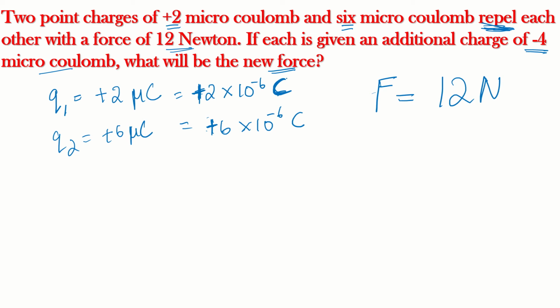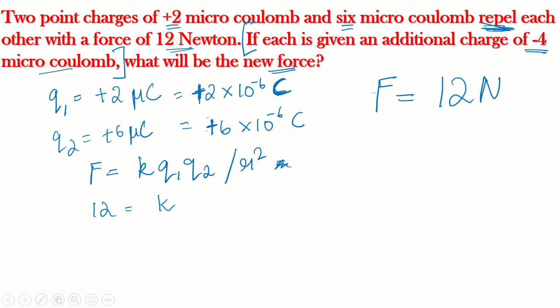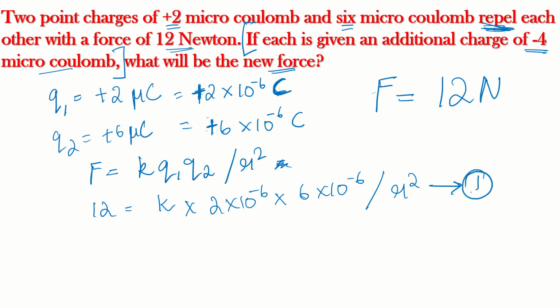Well, before moving on to the second part, let us first make an equation with all this information which we have written here. So we know that the equation for force is F equals K Q1 Q2 by R square. Right? So let's just substitute all these values and then make an equation. So 12 is equal to K, I'm going to leave it as it is, K into Q1 is 2 into 10 raised to minus 6 into 6 into 10 raised to minus 6, by R square. R square we don't know, so let it stay as it is. Okay, so this is our first equation. Let this be our equation 1.